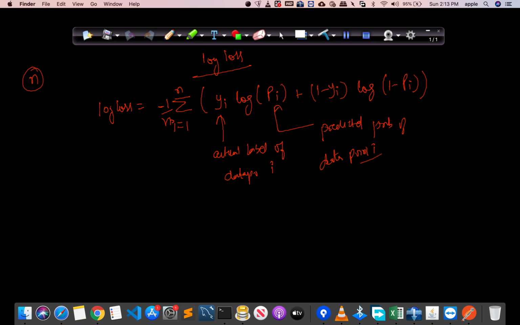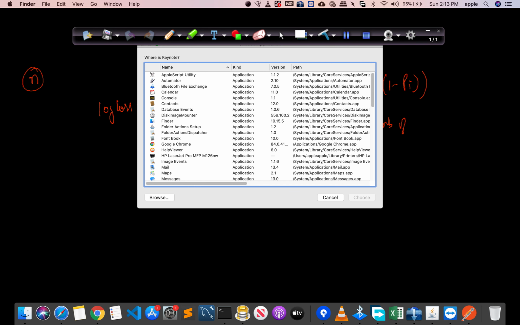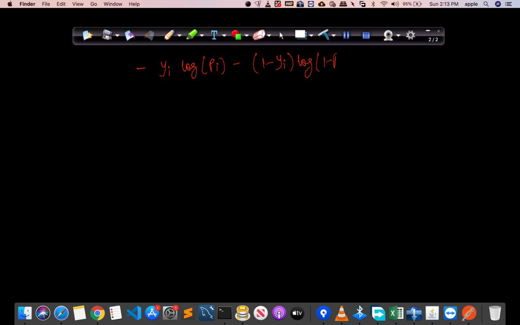Why this formulation will help us in optimizing and finding the best solution for our problem, I will just show you with an example. Just see here. Our formulation is minus 1 upon n. When we multiply with minus, this is y_i log of p_i, and this is minus of (1 minus y_i) log of (1 minus p_i), because when we take this minus common, we have a plus sign here and a bracket here. So you don't have to be confused. So now this is our formulation.